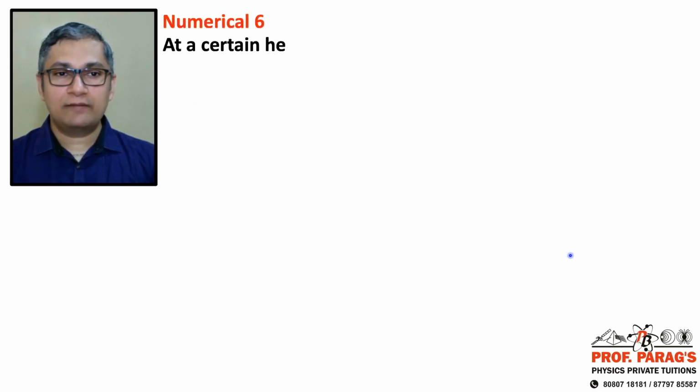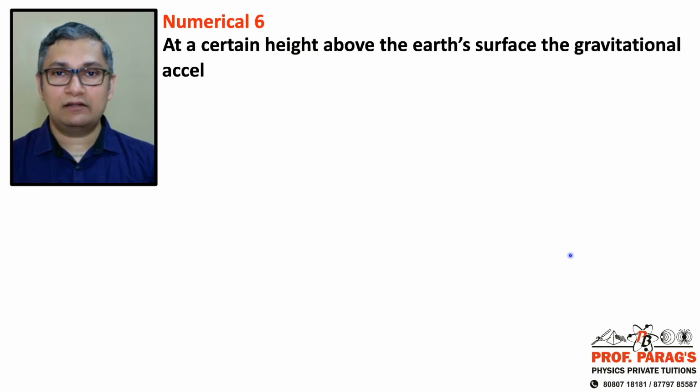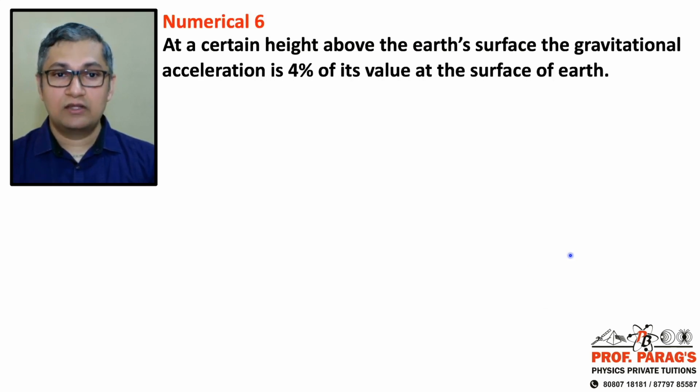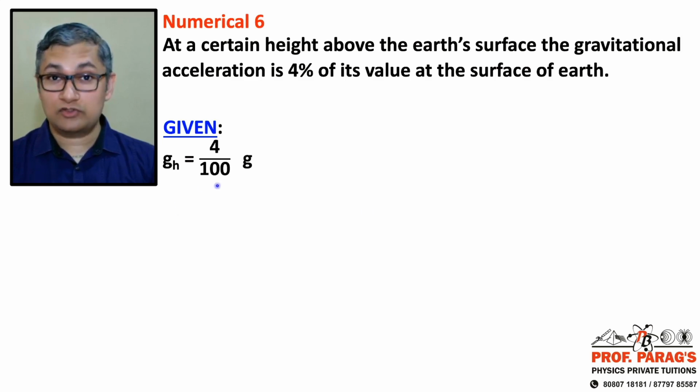6th numerical for today. At a certain height above the Earth's surface, the gravitational acceleration, that means small g, is 4% of its value at the surface of Earth. What does this mean? gh is 4%. That means out of 100, it got only 4. So this was your 10th standard score. You are failed. 4 out of 100. 4% of what? Of g, of its value on the surface. So gh is 4 by 100 of g. 4% of g.